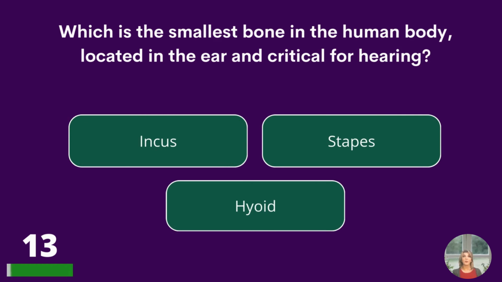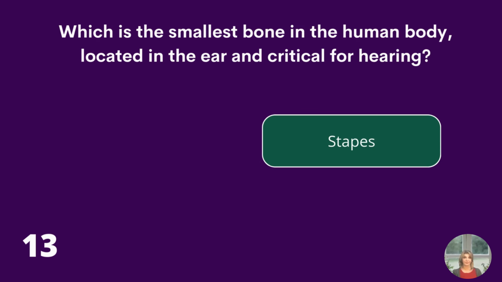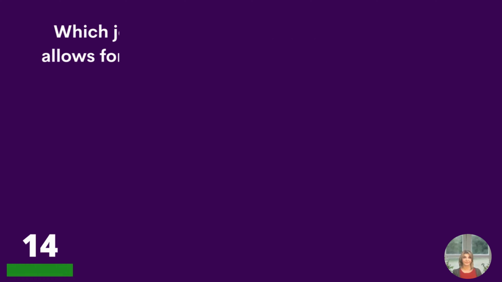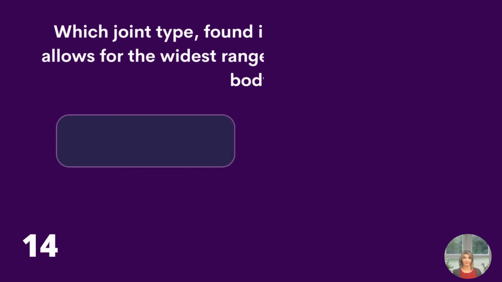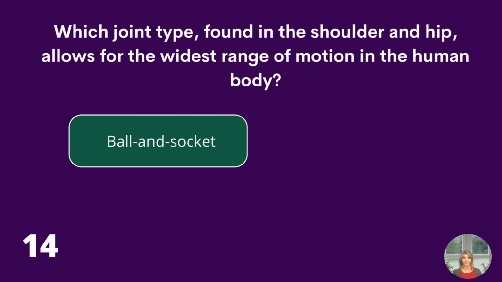Which is the smallest bone in the human body, located in the ear, and is critical for hearing? The stapes. Which joint type, found in the shoulder and hip, allows for the widest range of motion in the human body? Ball and socket.